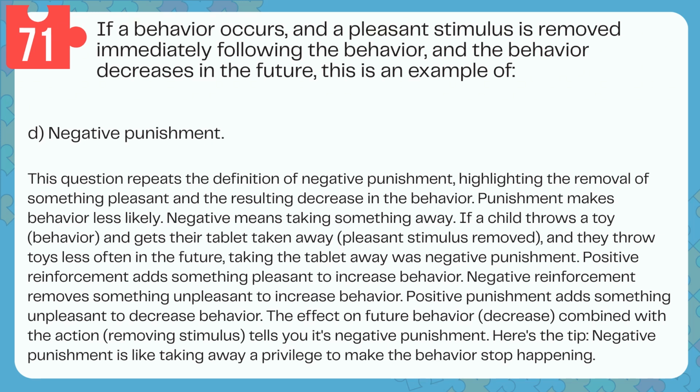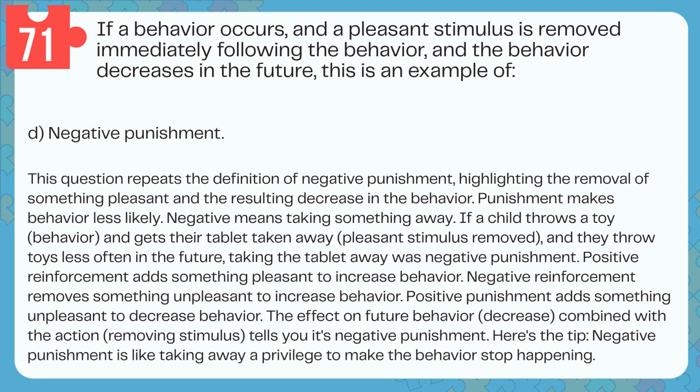Punishment makes behavior less likely. Negative means taking something away. If a child throws a toy, behavior, and gets their tablet taken away, pleasant stimulus removed, and they throw toys less often in the future, taking the tablet away was negative punishment. Positive reinforcement adds something pleasant to increase behavior. Negative reinforcement removes something unpleasant to increase behavior.